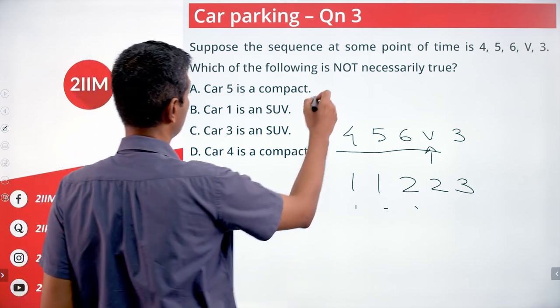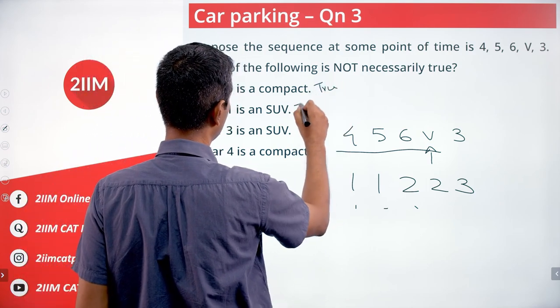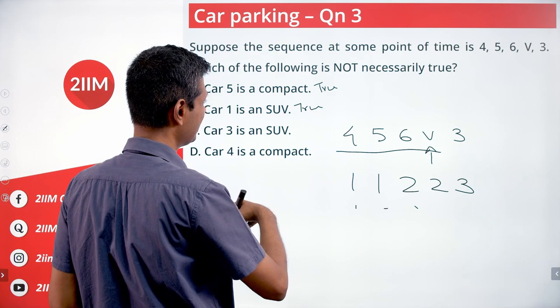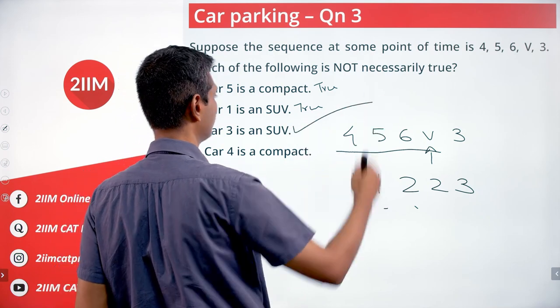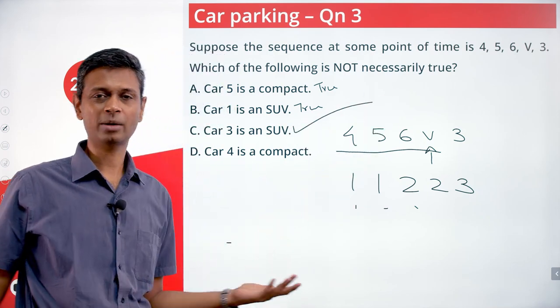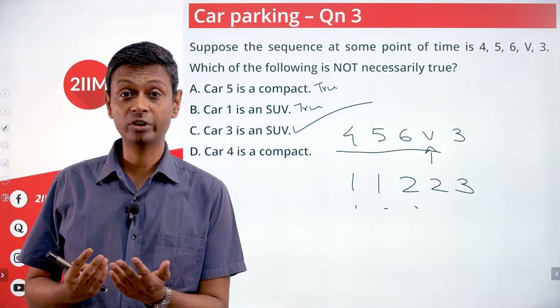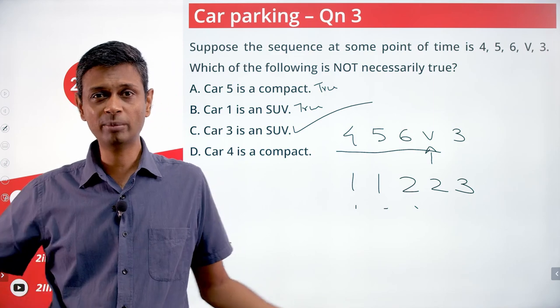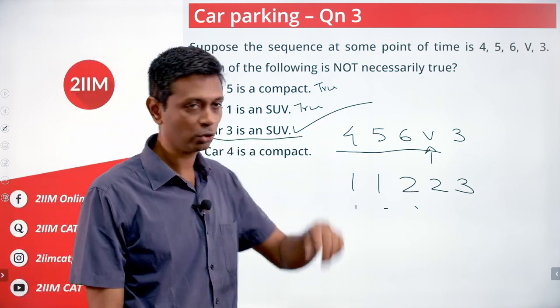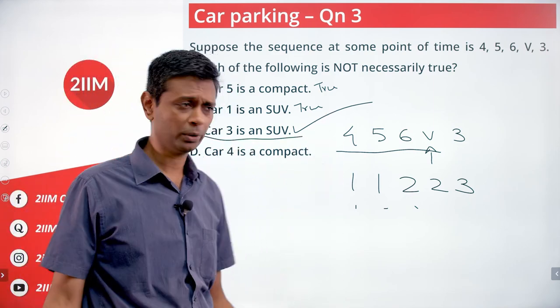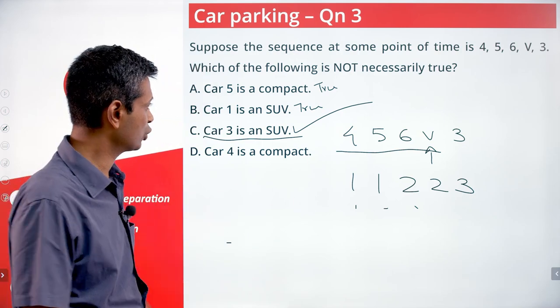Which of the following is not necessarily true? Car 5 is a compact, this has to be true. Car 1 is an SUV, this has to be true. Car 3 is an SUV, not necessary, this is an answer. Car 3 is the final car, not coming into the picture at all. The slots of 1 and 2 are taken by 4, 5, 6 and there's a vacant slot. 3 doesn't come into the picture, it may or may not be an SUV. Could be a compact car, could be an SUV. Car 4 is compact, that is for sure, that is true.